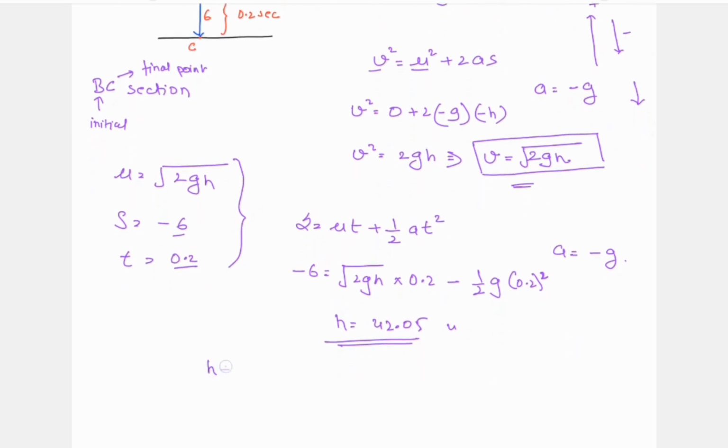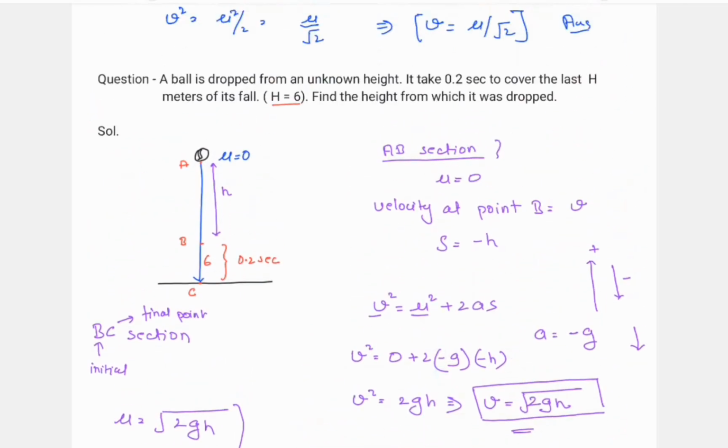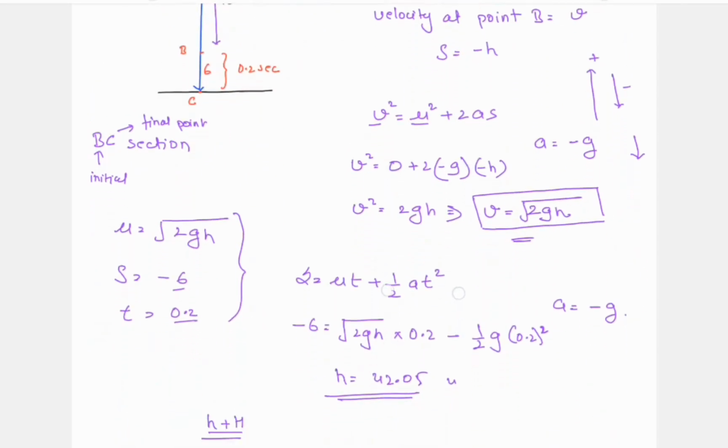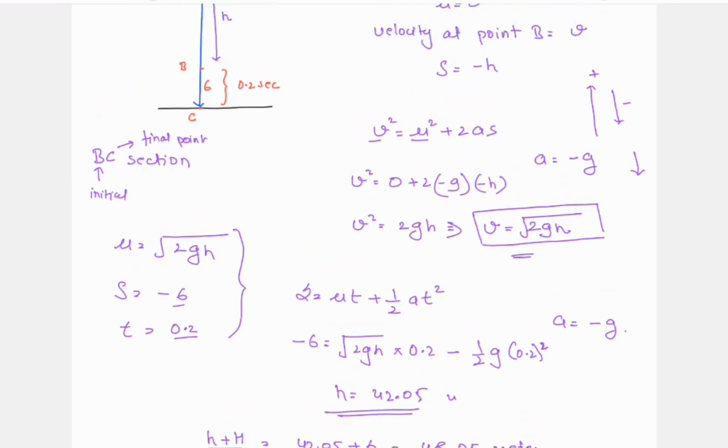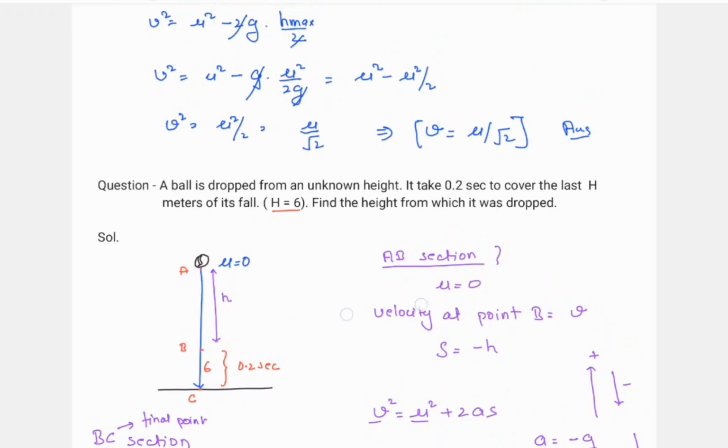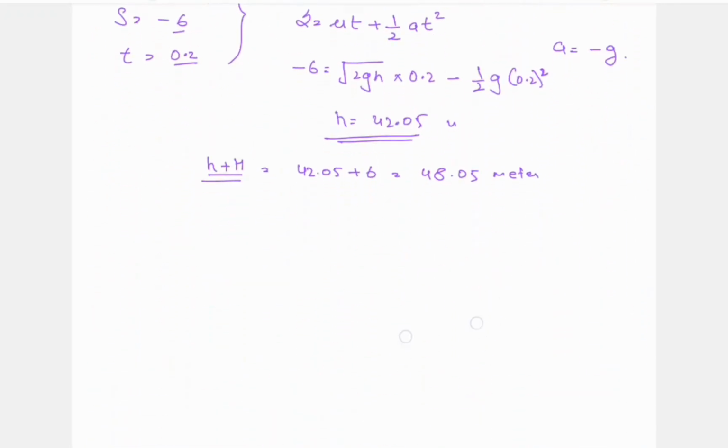It's going to be small h plus capital H. Capital H is 6, na? It means 42.05 plus 6 is the actual distance of the ball from the ground. This is going to be 48.05 meters. This is the actual distance of the ball from the ground. Okay, let's see the next question.